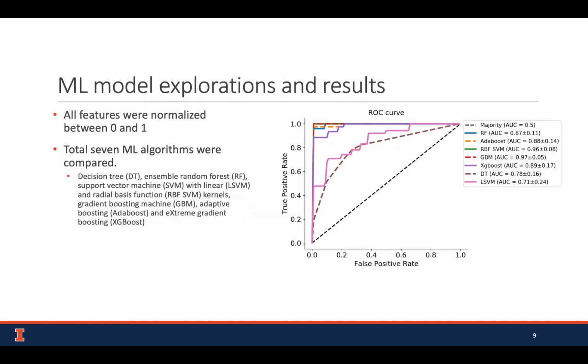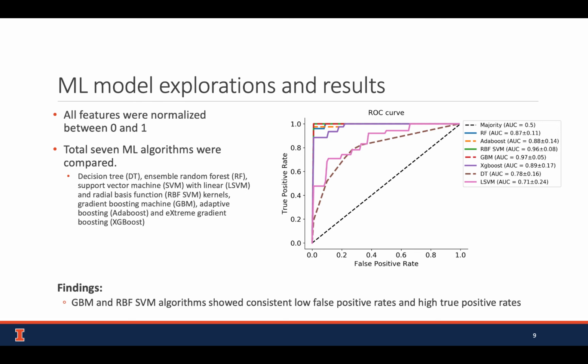For machine learning models, explorations, and results, we first normalized all features between 0 and 1, and then a total of 7 machine learning algorithms were compared. The decision tree, ensemble random forest, support vector machines with linear and radial basis function kernels, gradient boosting machine, adaptive boosting or AdaBoost, and extreme gradient boosting or XGBoost. As we could see, we found that GBM and also the RBF-SVM algorithm showed consistent low false positive rates and high true positive rates, leading to excellent area under the receiver operating characteristic curve.